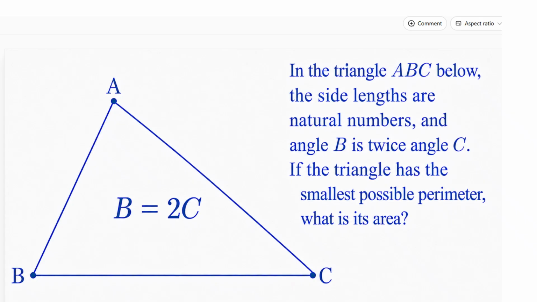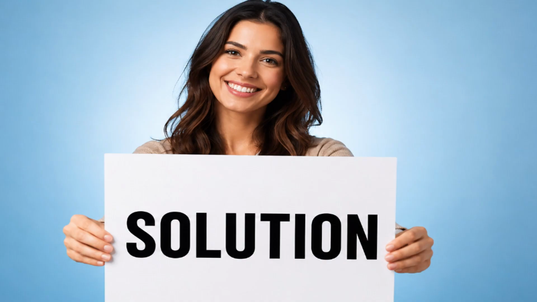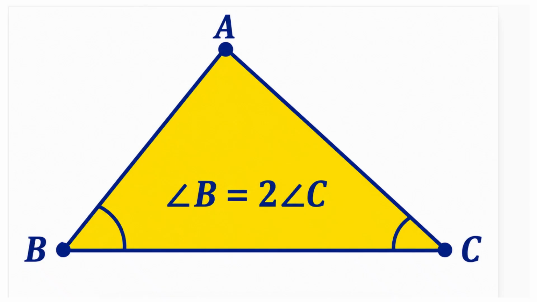In this particular problem, the only thing we know is the perimeter of this triangle is minimum and angle B is 2 times angle C. He's asking for the area of the triangle. First, I want you to pause the video and see if you can solve the problem yourself. If you couldn't solve it, I will solve it for you.